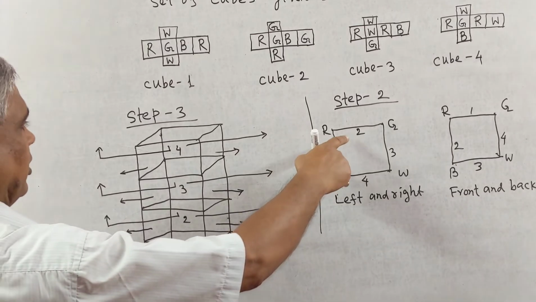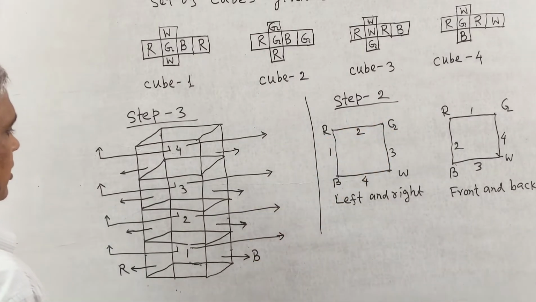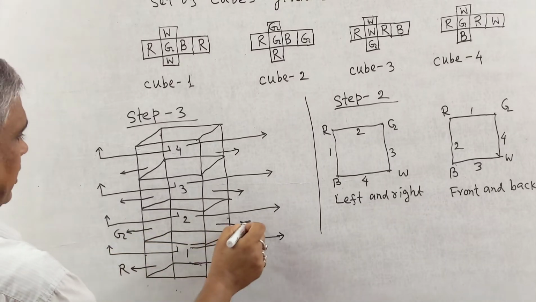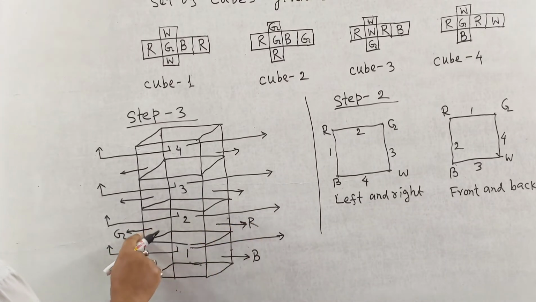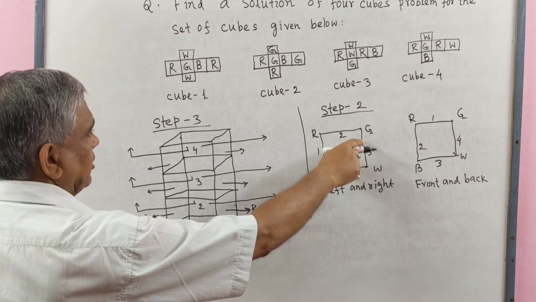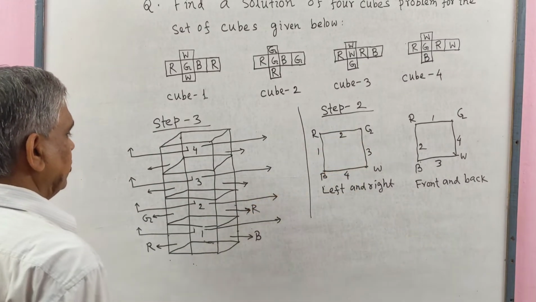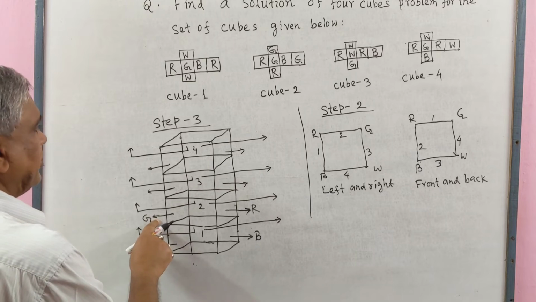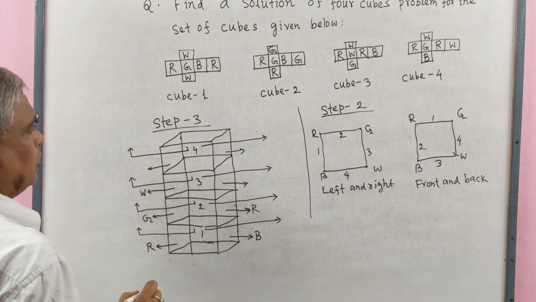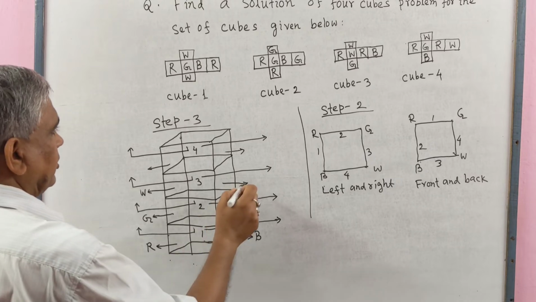For the second cube, R and G. Here we have R, so we may not give R. So here we will give G, here R. This is the left face and this is the right face. In the third cube, here G and W. Already we have G here, so we give W here and G here.